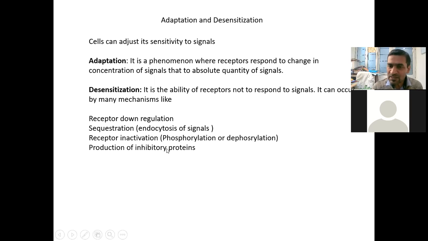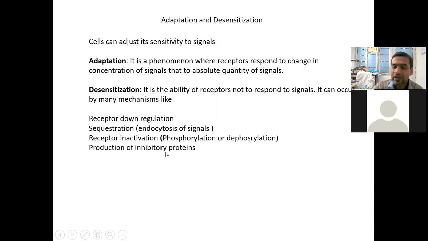Similarly, another example is receptor inactivation. So maybe receptors are there in the same quantity, but they are inactivated. That means they are no more able to interact with the signals. How can this inactivation happen? For example, if your receptors are phosphorylated or dephosphorylated, then they are inactivated, and this is context dependent. Somewhere the receptors are inactivated by phosphorylation, and somewhere they are inactivated by dephosphorylation. So depending upon different cellular situations, both mechanisms can happen.